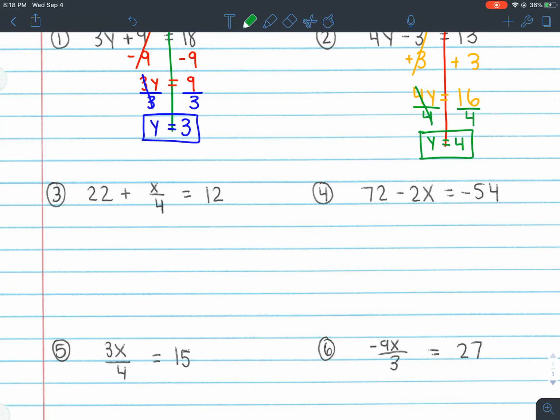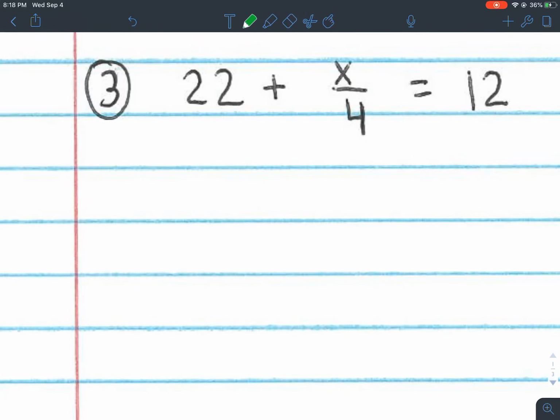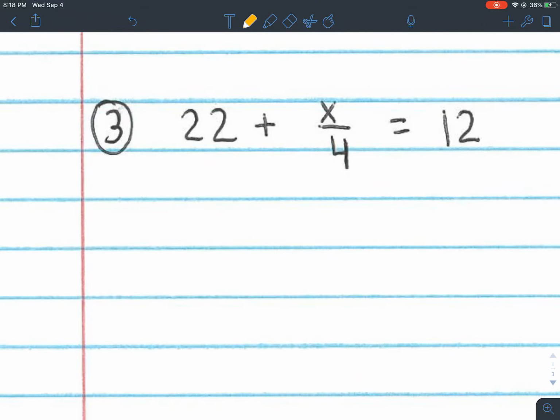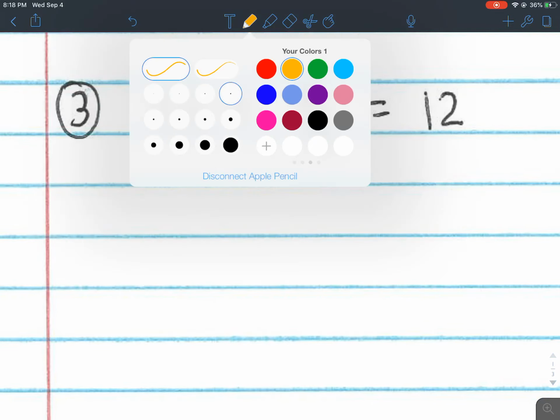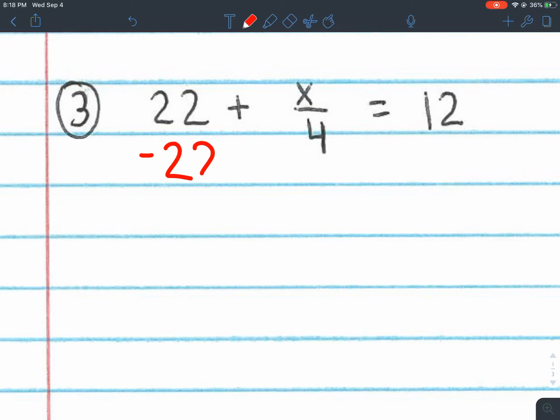All right, so number 3, this one's a little bit different. However, you're still going to do that same process. You're going to do PEMDAS backwards. So you're going to add or subtract before we multiply or divide. So the first thing I'm going to do here is subtract 22 from both sides.